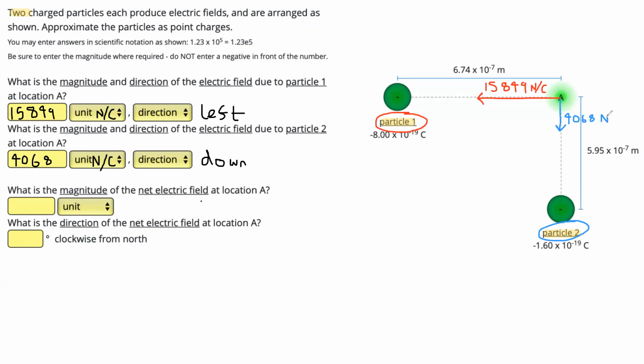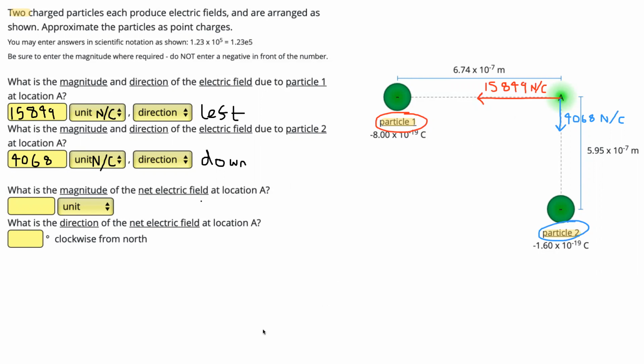4,068 newtons per coulomb. Now, if these were pointing in a straight line, kind of parallel to one another, we would add them if they're in the same direction or subtract them if they're in opposite directions. But in this problem, they're at right angles to one another. So we're going to need to use the Pythagorean theorem and trigonometry to figure out the overall net electric field strength and to figure out the direction. For the net electric field strength, we're going to be looking to find the hypotenuse of our triangle.